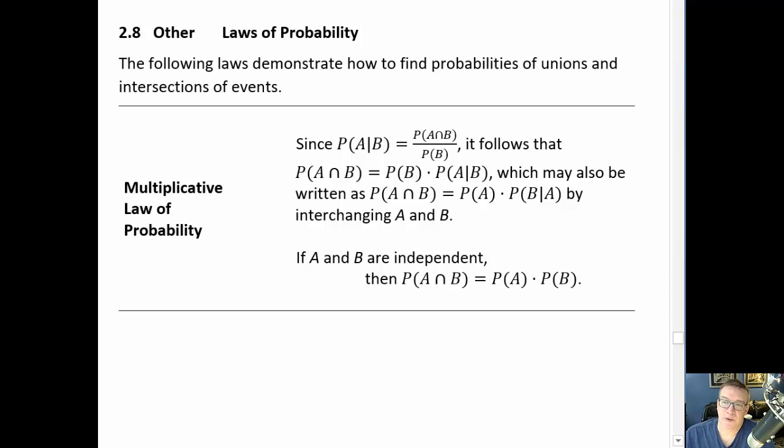which may also be written as the probability of A intersect B equals the probability of A times the probability of B given A. That's done just by interchanging A and B. And if A and B are independent, then what we know is that the probability of A intersect B is equal to the probability of A times the probability of B, just like we've seen before.